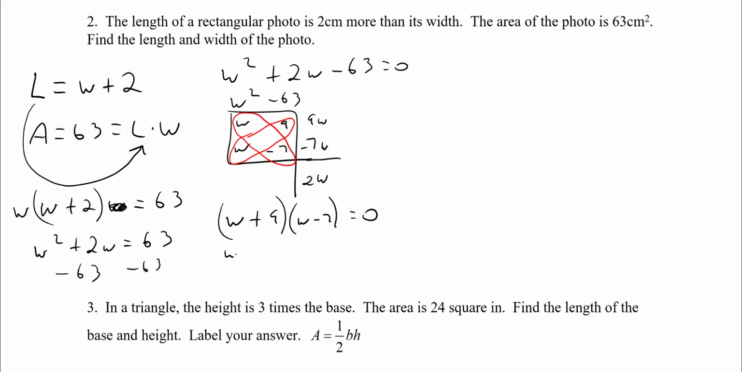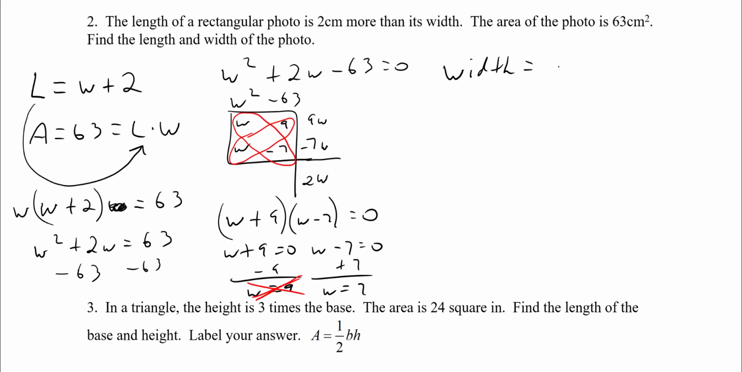So W plus 9 and W minus 7 equals 0. And set each of those equal to 0. So W plus 9 equals 0 and W minus 7 equals 0. So I subtract 9 from both sides, so W equals negative 9, and I add 7 to both sides, so W equals 7. Okay, so as we said before, this is out of here, right? You can't have a negative number, so the width equals 7, and this is in centimeters.